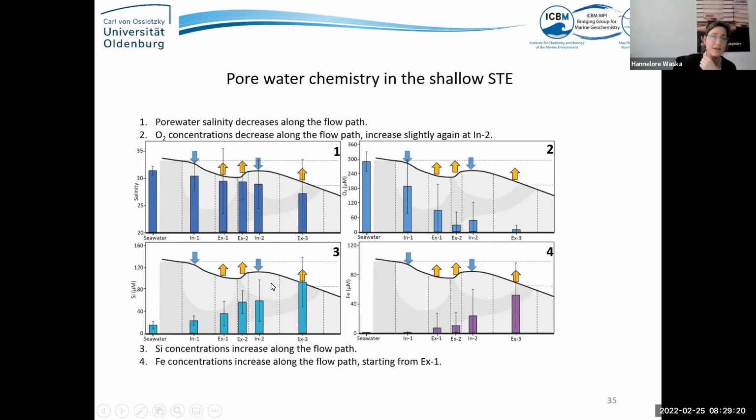We have an increase in silicate concentrations along the flow path, which we've seen in many subterranean estuaries before. So that's something that we would expect. And of course, we have an increase in reduced, dissolved iron too, because iron reduction starts becoming rather important in this system. So in general, we have these typical patterns of environmental parameters that we would expect along a flow path: use up of electron acceptors.